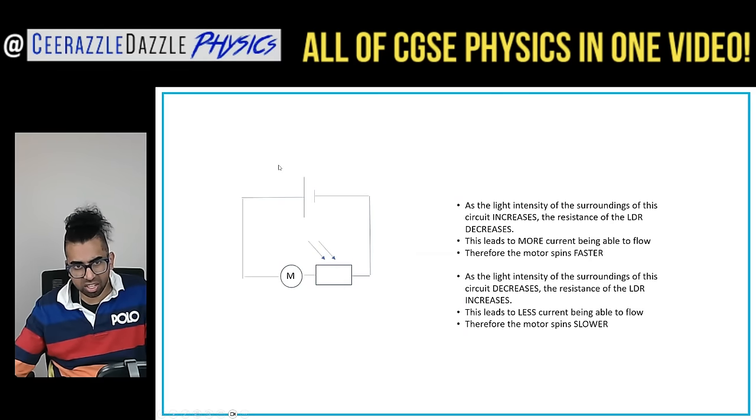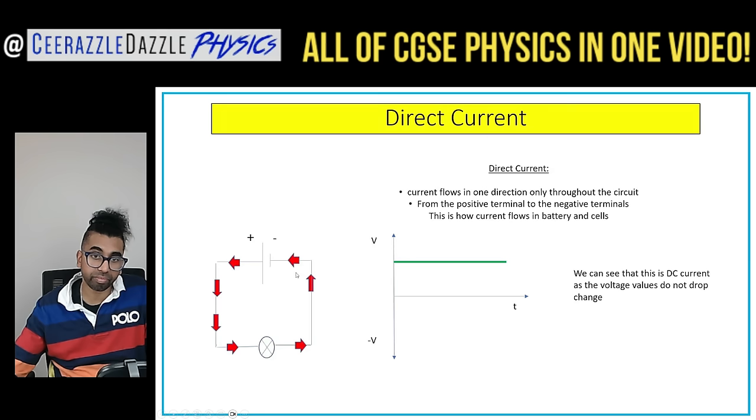And look at it in this circuit over here. What happens as the light intensity of the surroundings increases? If I increase the light intensity, the resistance drops down, therefore there's more current, and therefore the motor will spin faster. Make sure you can see that, yeah? And obviously, as the light intensity decreases, the resistance increases, the current decreases then, and therefore, if this motor gets less current, it will spin slower.